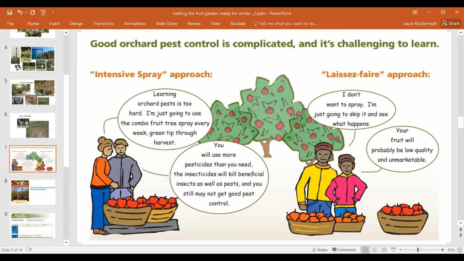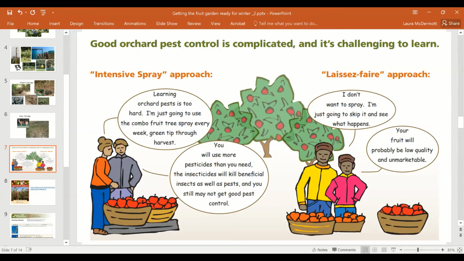But for the most part, our environment in the Northeast is quite wet. And when you have moist air, high humidity, you're going to get a lot of fungi. You could get a lot of insect pressure. And so you have to decide, do you want to have an intensive approach where you're going to be using a combination fruit tree spray every single week, right? Green tip every week until harvest, which is certainly one way you could go. I wouldn't recommend it. Or do you want to do just a laissez-faire approach and just see what happens?